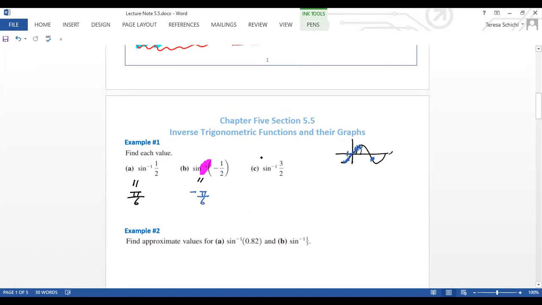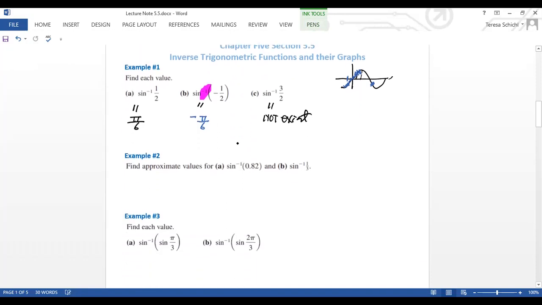Okay, so now next, you say the arc sine of 3/2. Well, for this one, arc sine of 3/2, I know the sine cannot be greater than 1. So this is 1.5, and I don't have such a number. So this does not exist.